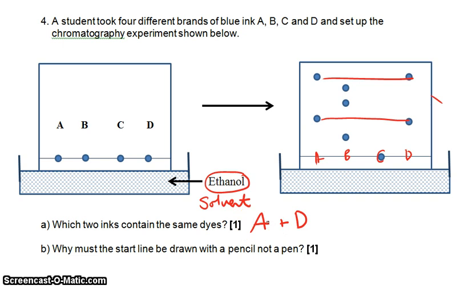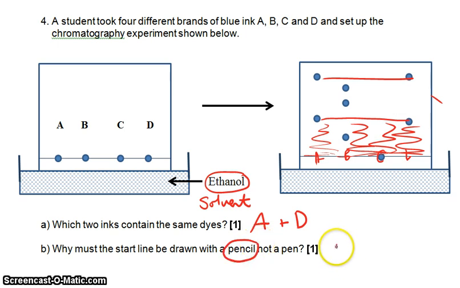Okay, why must the starting line be drawn with a pencil and not a pen? Well, this is all about the fact the pen might be soluble in the solvent ethanol. And if it was, then what would happen is in your results, this whole line would also have dissolved in the solvent and would have moved up. Okay, so you're using the pencil because it's not soluble, okay, or it's insoluble.